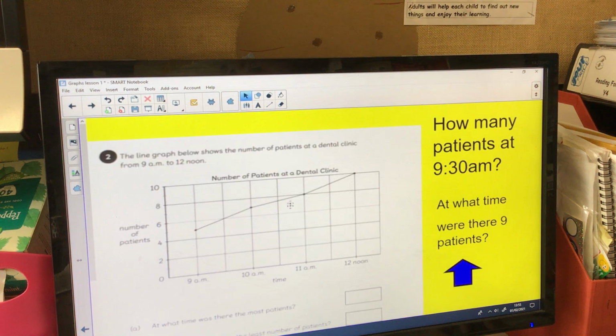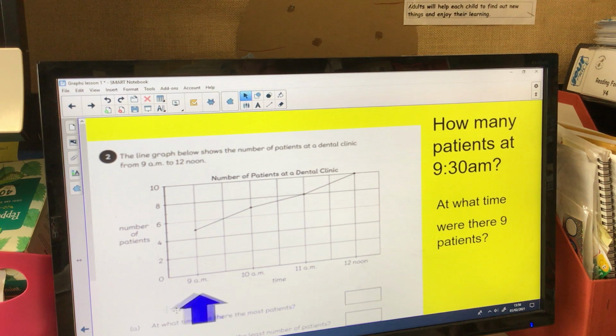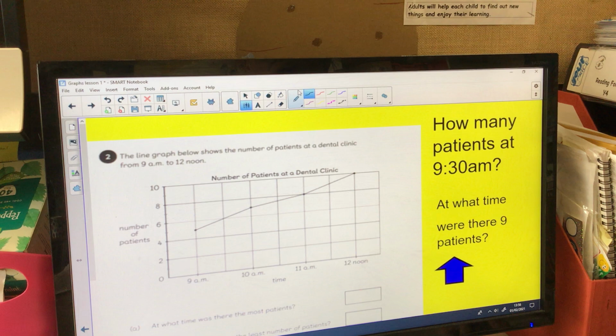Okay, this is one that you're doing today. This is a line graph showing the number of patients at a dental clinic between 9 a.m. and 12 noon. Again, it's over time. And on the side here we've got the number of patients. Okay, and our question says how many patients at 9:30? Well, here's 9, here's 10, 11 and 12. So with my ruler I'm going to work out 9:30. Well, 9:30 is going to go halfway between 9 and 10.